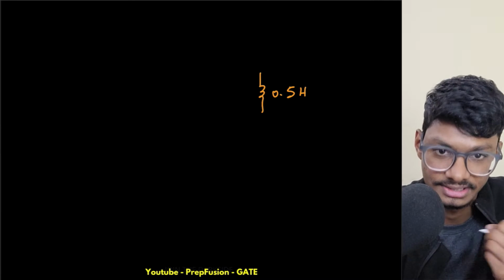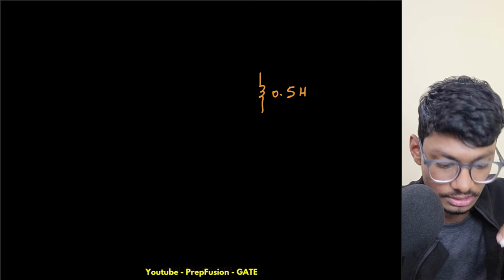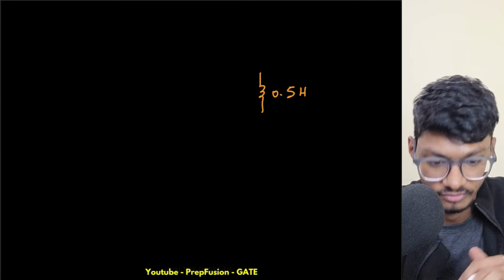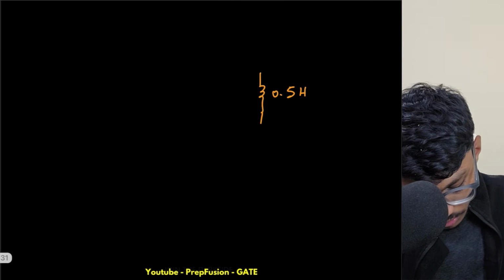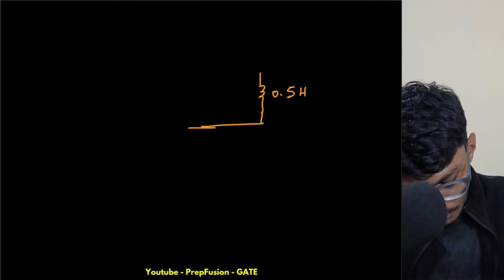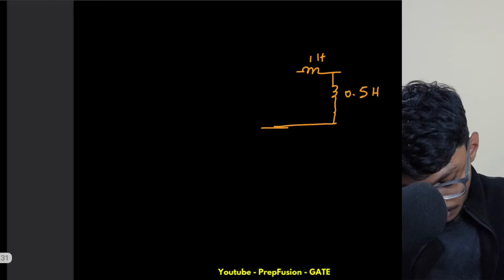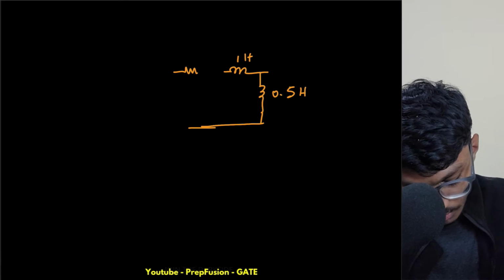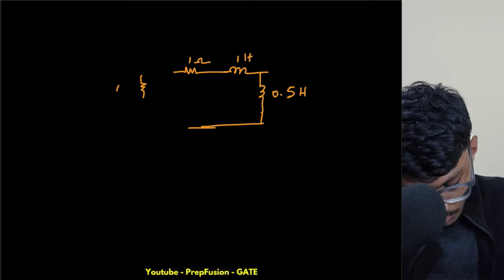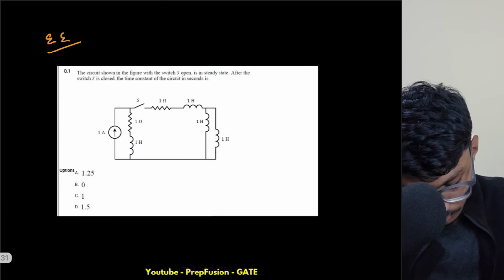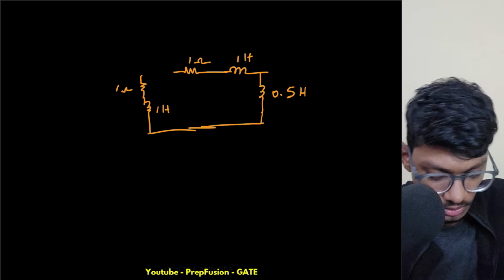Inductors just act like resistors, and capacitors act opposite. So if capacitors were present, it would have been doubled instead of being halved. Okay, so this is one case. Now this becomes 1 Henry, and this becomes 1 ohm, and this becomes 1 ohm, and this becomes 1 Henry. And the switch is closed.